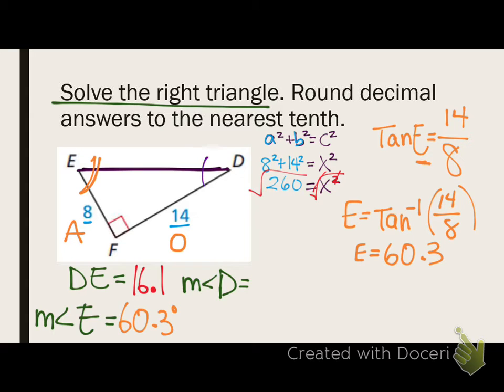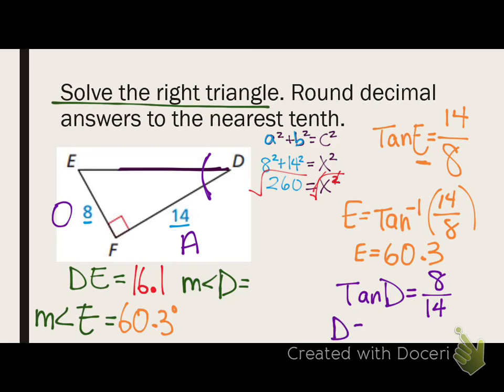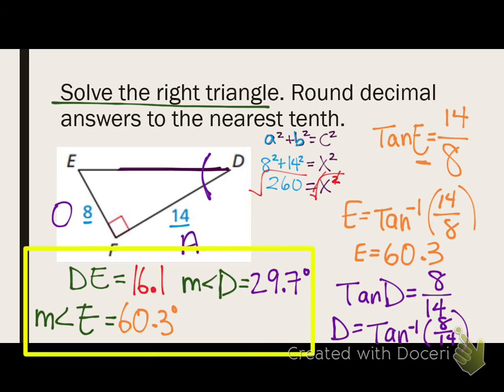Last would be angle D. So from D, what kind of side is 8? Opposite. And 14? Adjacent. So which trig ratio are we going to use? Tangent again. But from D, so our fraction's going to be different. The opposite is 8, the adjacent, 14. Use the inverse. Shift tangent. Correct, 29.7 degrees. Make sure to box your answer.